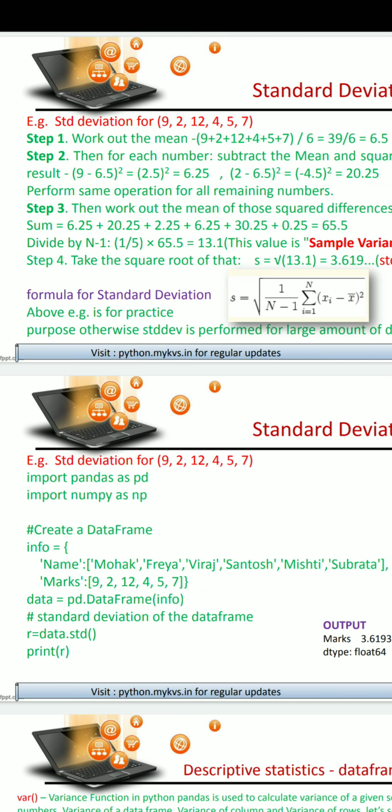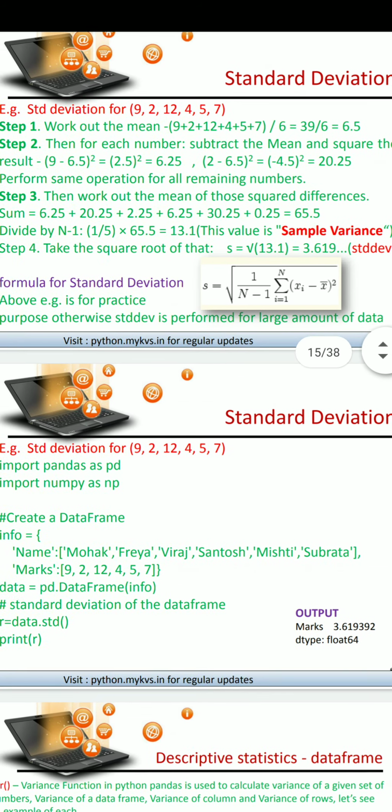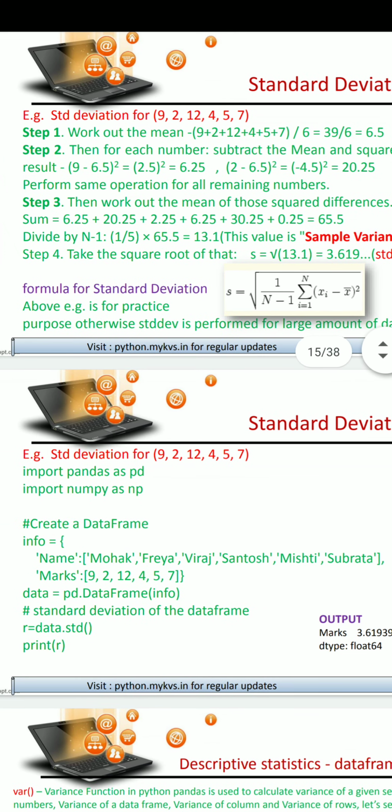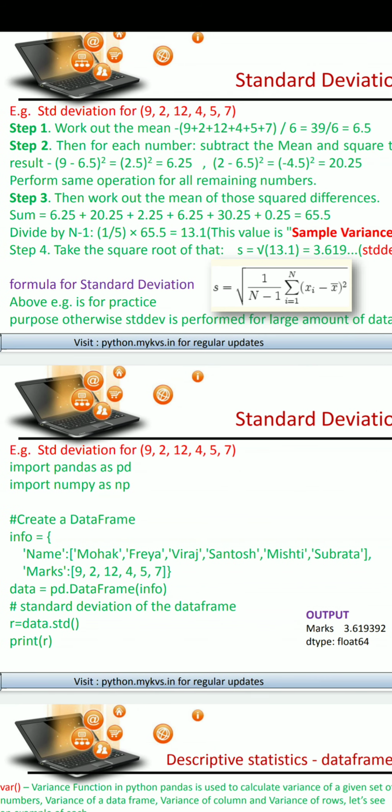Now divide by n minus 1. How many numbers do we have? We have 6 numbers. So divide by n minus 1, which means 65.5 is to be divided by 5. That is the sample variance. Students, if we perform this division, this is the sample variance.